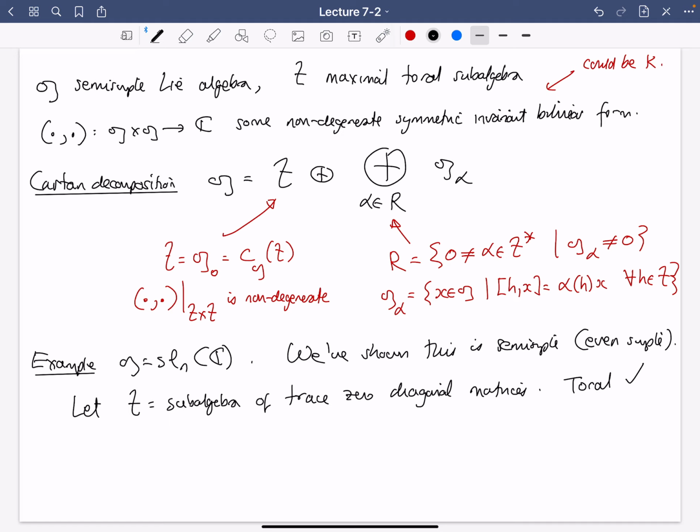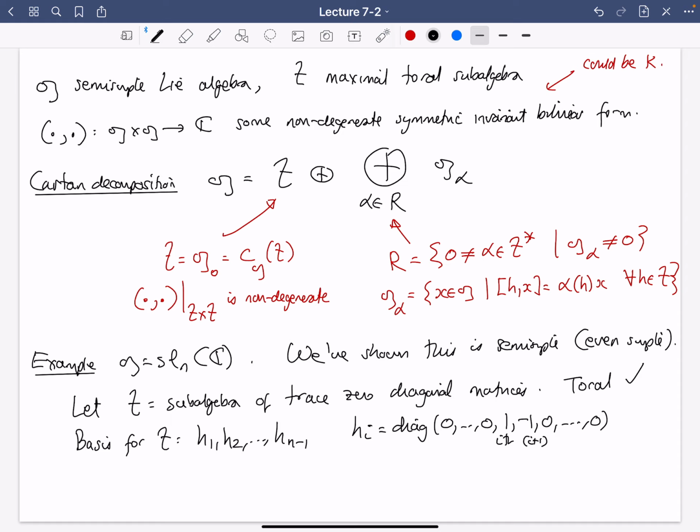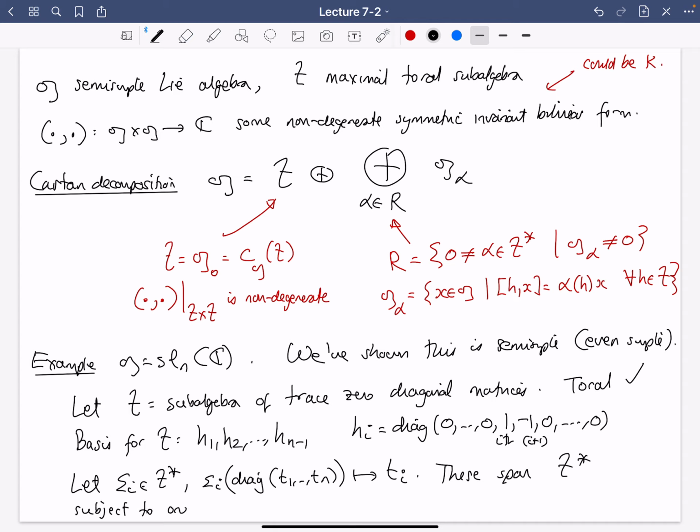But let's have a little bit more notation. This T has basis H_1, H_2 up to H_{n-1}, where I write H_i for the diagonal matrix with just 1 and a minus 1 in the ith and the i plus 1th entries. I'm also going to let epsilon_i in T star be the function that takes a diagonal matrix to its ith diagonal entry. So these span the dual, subject to just one linear relation.